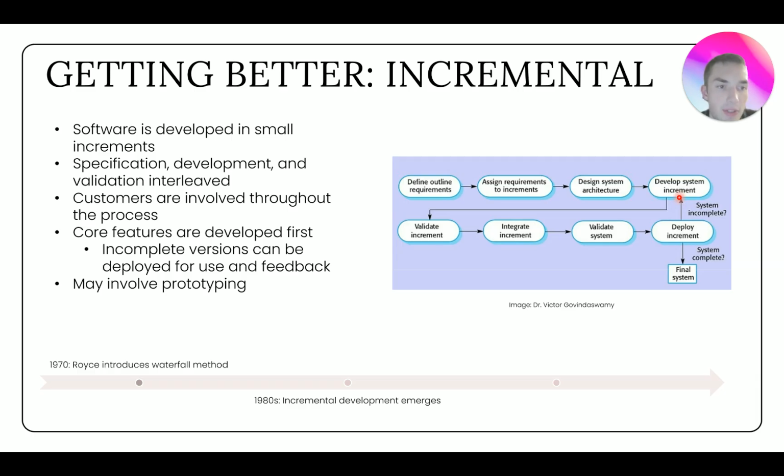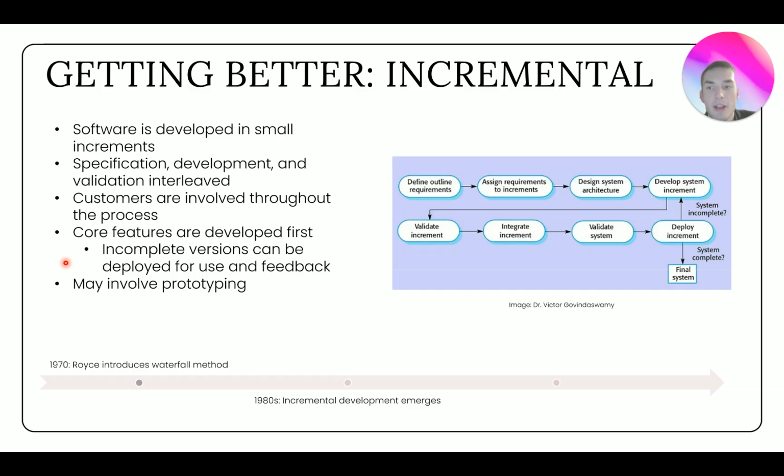And what this is going to allow us to do is involve customers throughout the process. So rather than just involving them at the requirements stage and getting the plan onto paper, we can involve them in each increment, and we can deploy the increment to customers at the end and see what they think of it and get feedback from them. And a key part of the incremental model is that the core features are going to be developed first so that incomplete versions can be deployed for use and feedback.